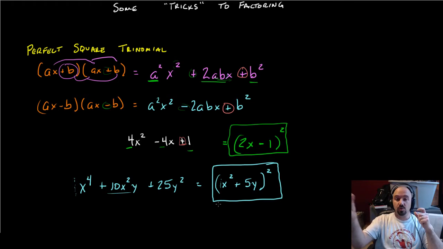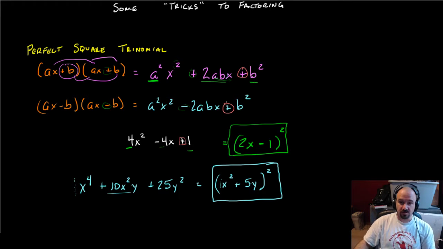So the structure of trying to find out if it works or not is root, the front root, the back root, and then this is the middle sign.